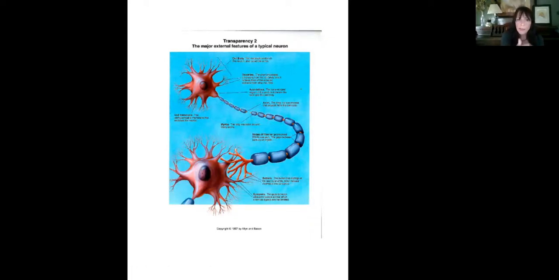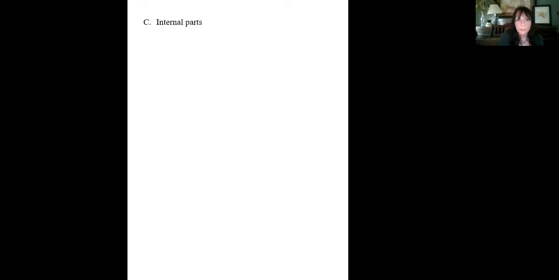I just wanted to make sure you had all of these terms of the external features of a typical neuron. Now, this is a textbook neuron. Can there be differences? Of course there can be, but they all need to have these particular features to operate the way they need to in one form or another. So now let's go through the internal parts.